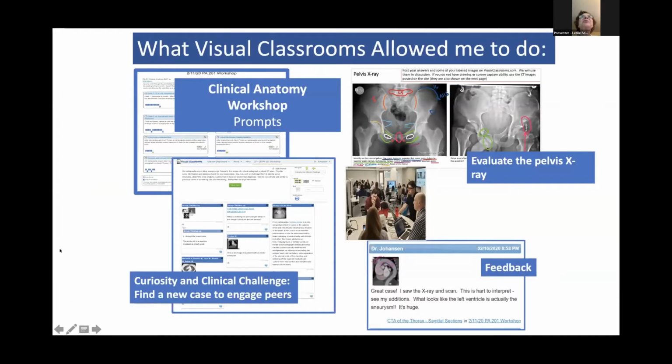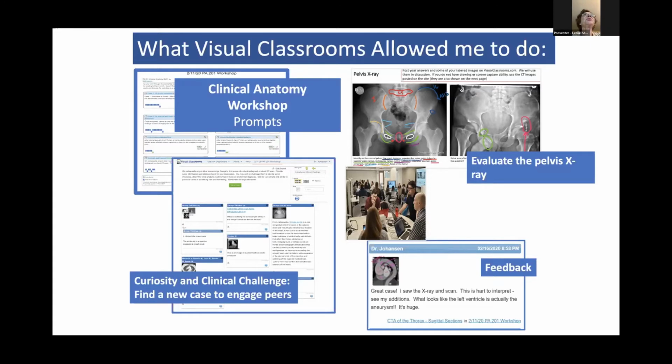So in addition to evaluating these images and cases, students were also asked to go further and apply what they were learning through what Krista called a curiosity challenge, where they had to find and post new cases to engage their peers. You can see her feedback at the bottom of the screen.